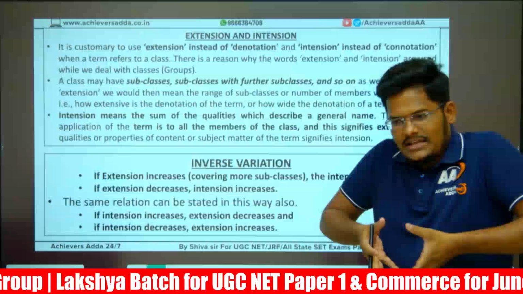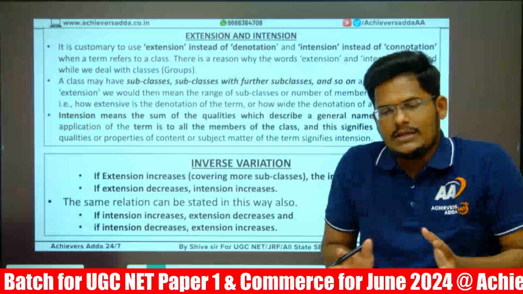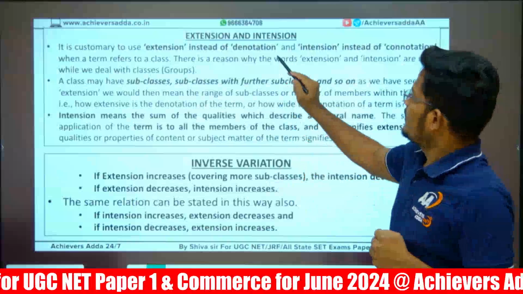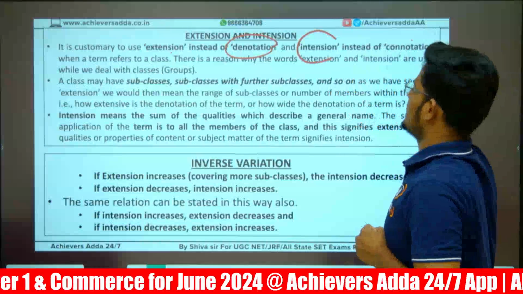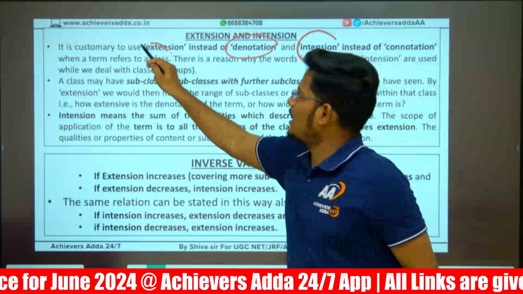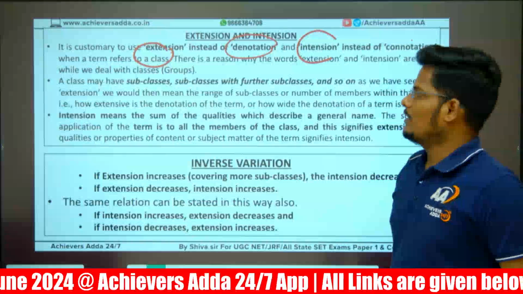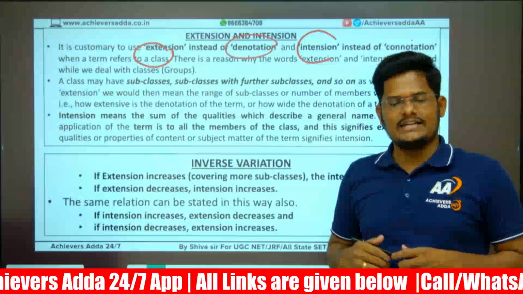Extension means the meaning extends to the whole group. Extension means the meaning will be extended to the whole group. Like extension instead of denotation, intention instead of connotation refers to a class or a group. It refers to a class or it refers to a group. A class, see, is one of the big groups. UGC NET is a big group.